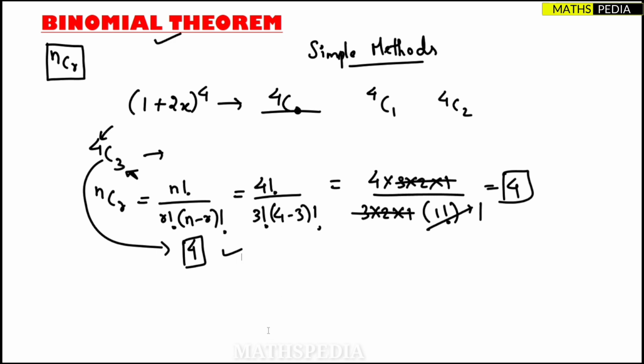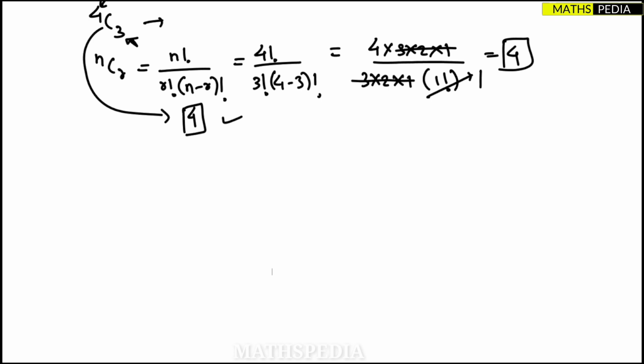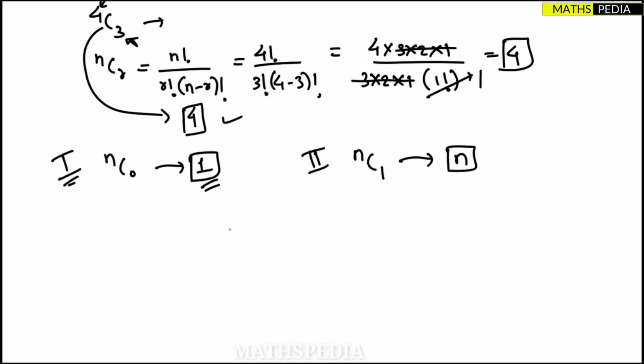First you need to understand two things. The first type is when you're getting nC0, the answer is always 1. Remember, the second type is nC1, where the answer is always n. Try to analyze this. First we'll go with the first type. If I'm writing 5C0, the answer will be equal to 1.